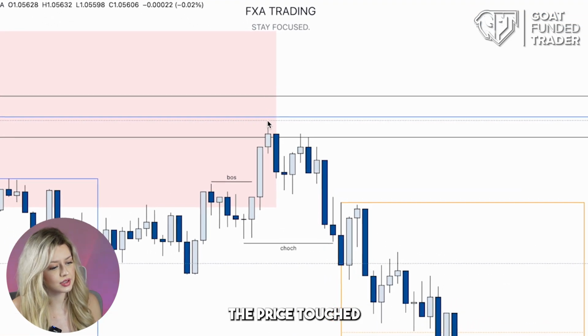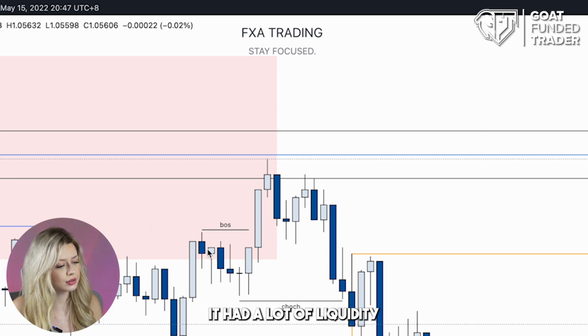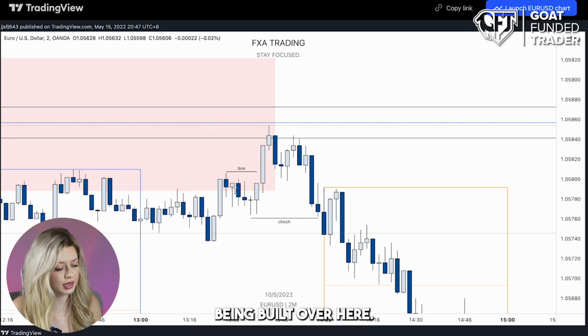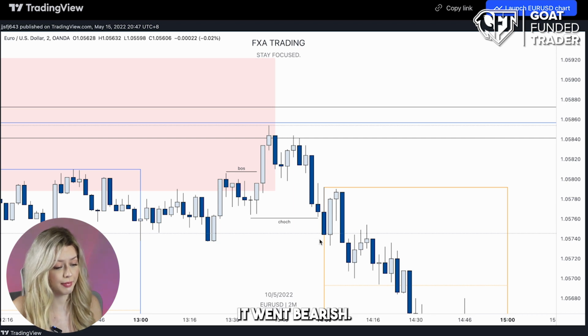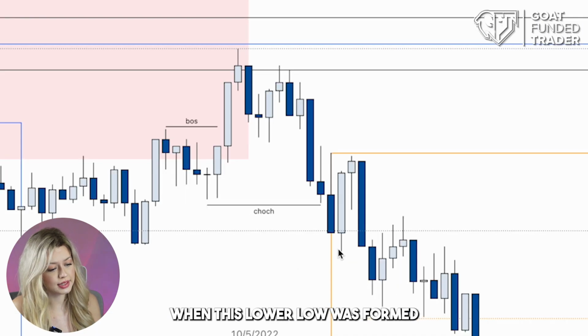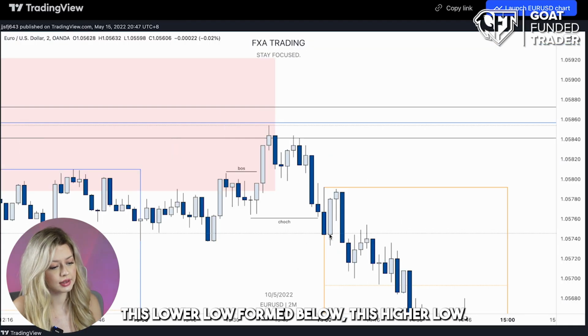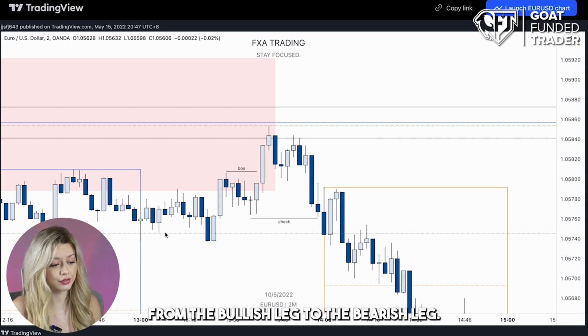The price touched something inside this supply area. It had a lot of liquidity being built over here. It took the liquidity and then the market switched sides. It went bearish. But when exactly did it go bearish? When this lower low was formed below this higher low over here, we observe the change of character from the bullish leg to the bearish leg.